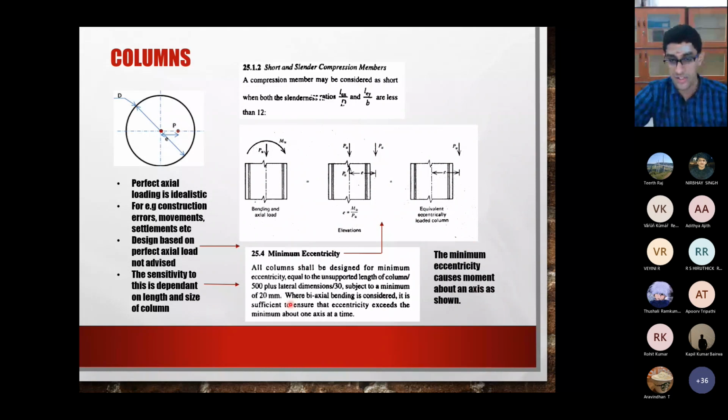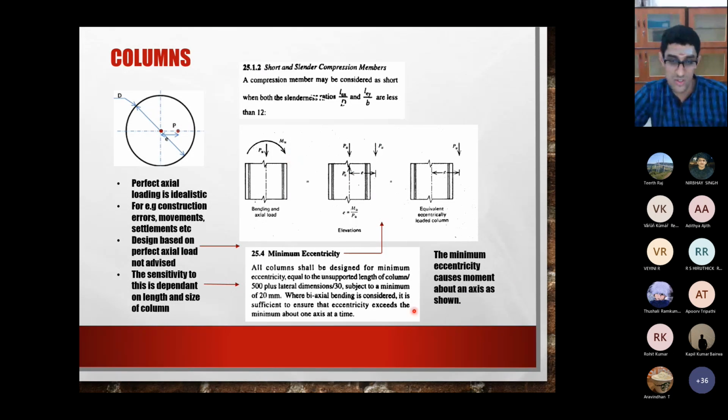So we are assuming a minimum eccentricity. This minimum eccentricity causes a moment. Why does it cause a moment? Basically because we have a load, and this load is acting at an eccentricity. It's acting away from the center. So this load times this eccentricity causes a moment.